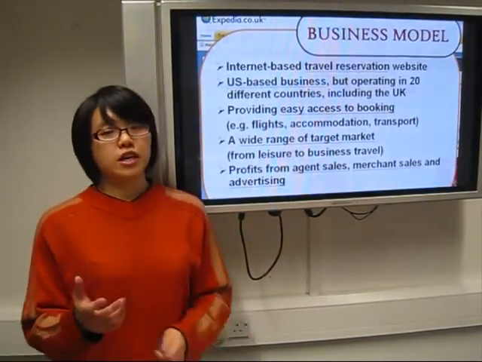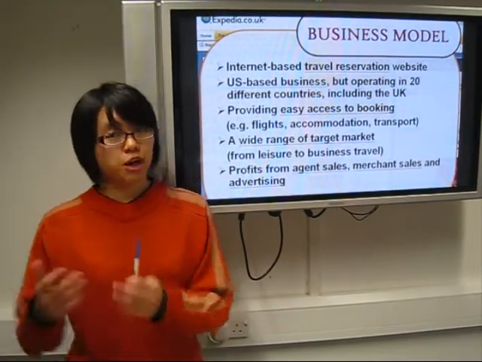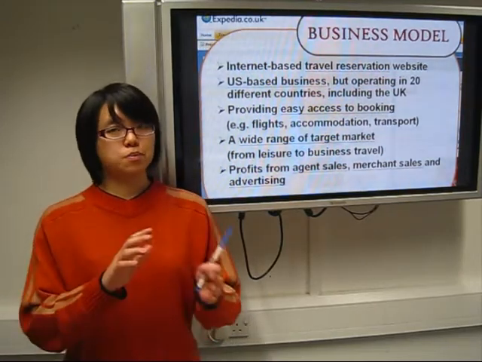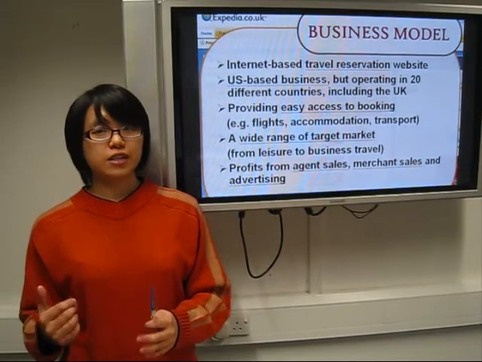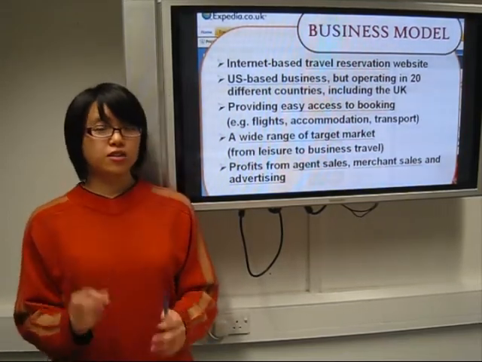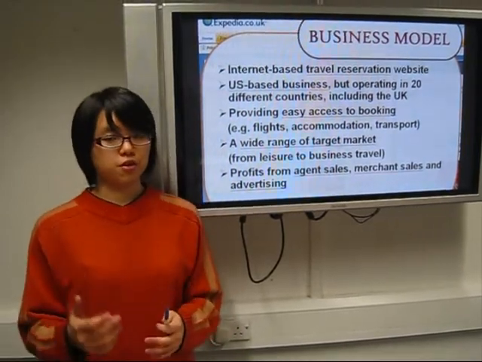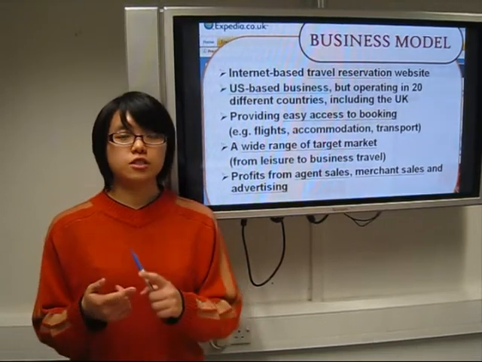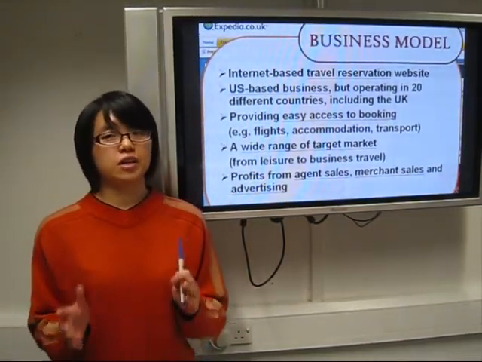For agent sales, they charge a transaction fee per purchase activity from the customer, whereas the merchant sales take place when Expedia purchases a travel inventory from another provider at a discounted price and then sells it to the customer at a premium added price in order to make a profit. Lastly, advertising. They use techniques such as pay-per-click, and flat fee payment during the advertised period.